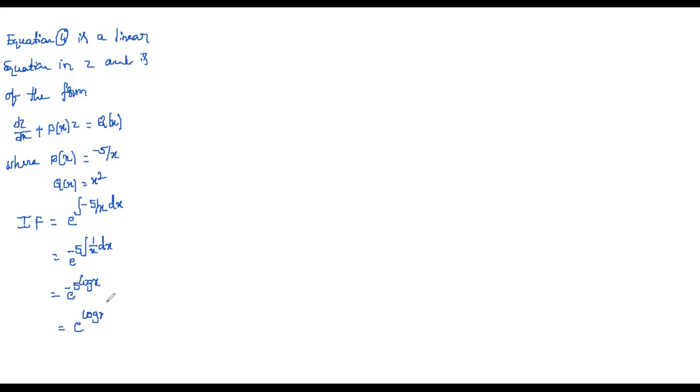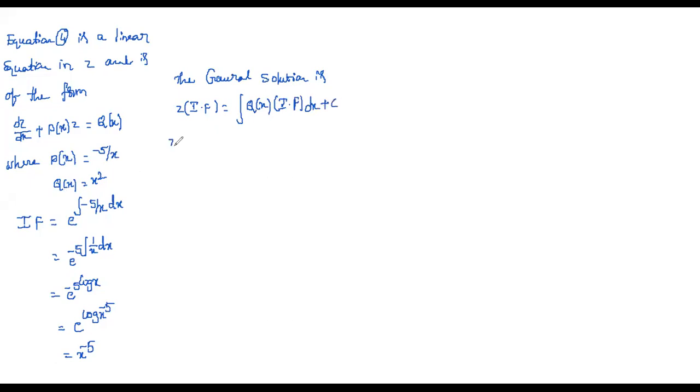So simply we can write log x power minus 5. So this is equal to, the integrating factor is x power minus 5. Now we have to write the general solution. So what about the general solution? For that, z into the integrating factor is equal to the integral of q of x into the integrating factor dx plus a constant.